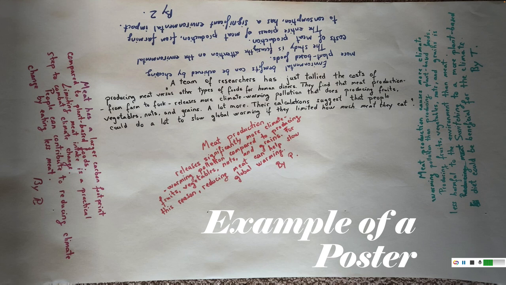Another student, we have so many examples. Meat production causes more climate warming pollution than producing plant-based foods. Producing fruits, vegetables, nuts, and grains is less harmful to the environment than meat. Switching to a more plant-based diet could be beneficial for the climate, and so on. All these answers the kids can put, or we can put questions. What do you think about it?